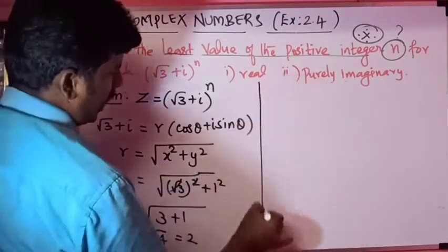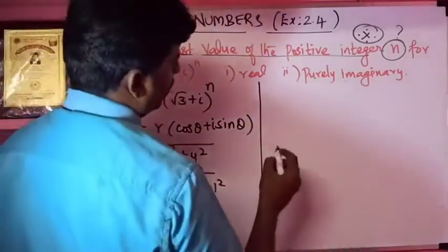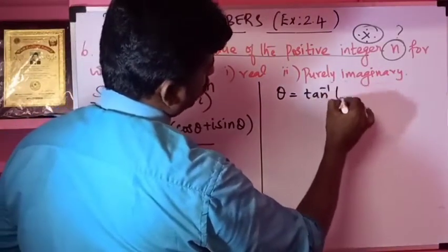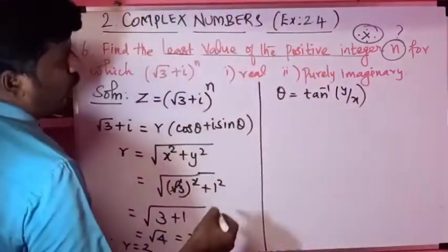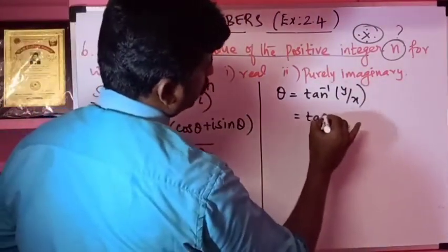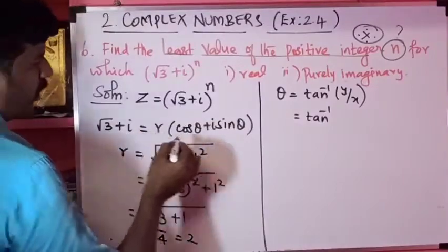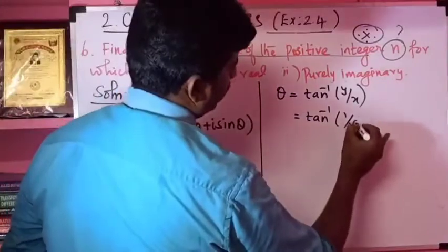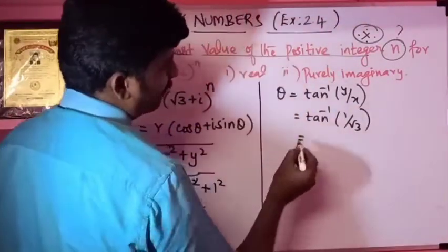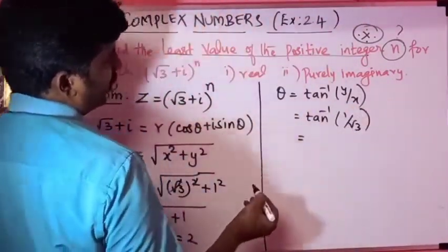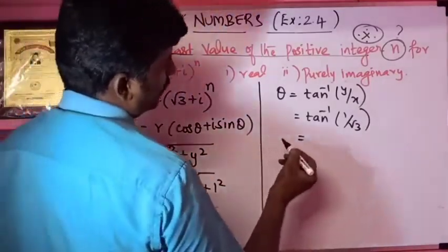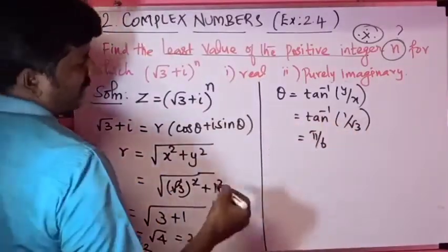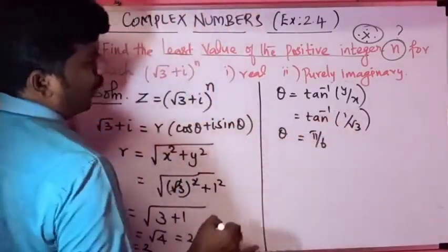Therefore r is equal to 2. We have found r. Similarly, we find theta. Theta is equal to tan inverse of y by x. What is y? Here y is 1, and x is √3. Tan inverse 1 by √3 is 30 degrees, from the trigonometric table value. In radians, 30 degrees is pi by 6. So theta is equal to pi by 6.